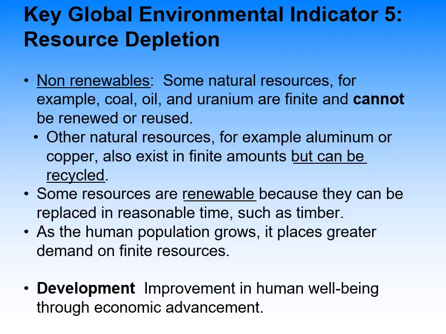Some things are renewable. You're going to learn all about these more later in the year. Timber is an example of a renewable resource because we can plant a seed after we cut down a tree. So that was indicator number 5, resources and resource depletion.